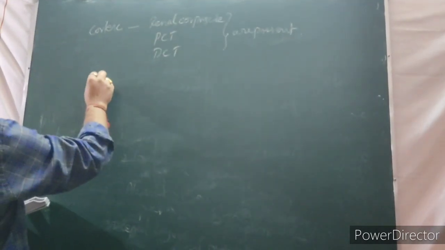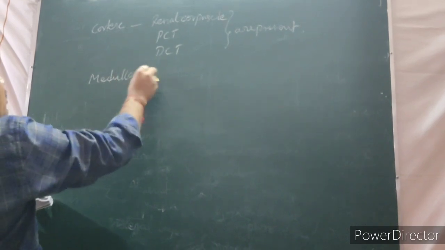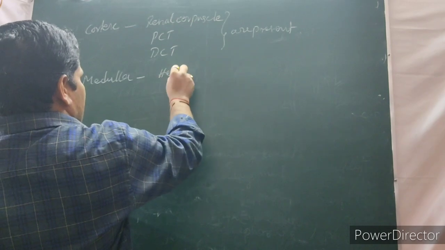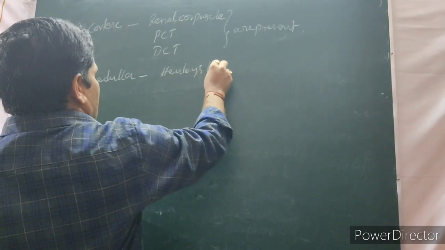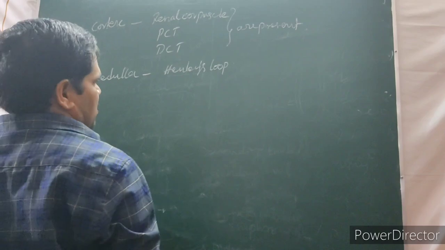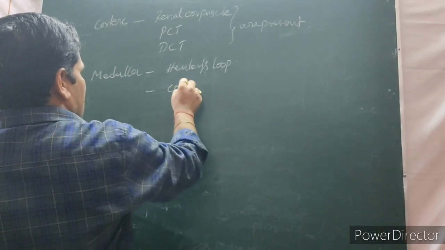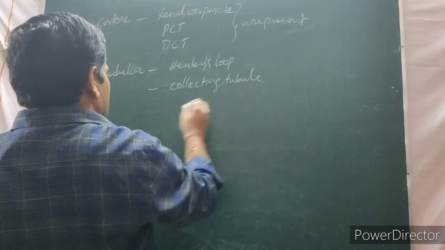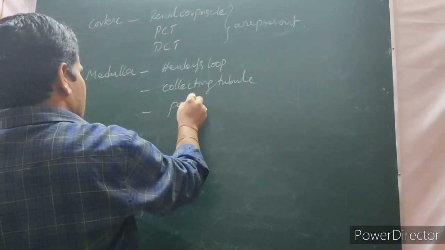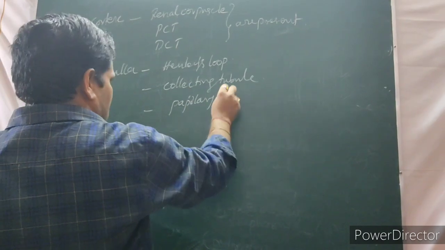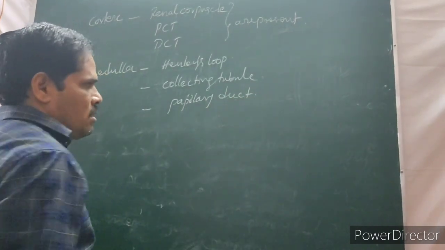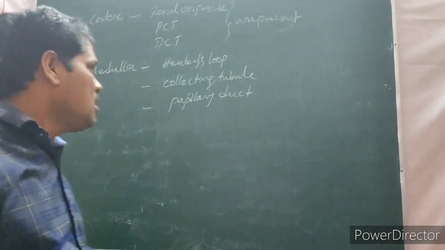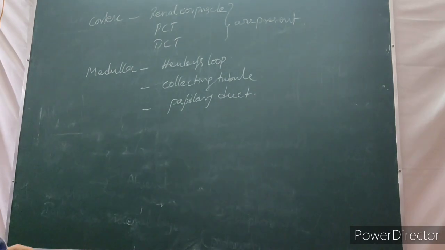Then in the medulla region, what parts of the nephron are present? Here, Henle's loop, then after that the collecting tubule and the papillary duct. These are the parts present in the medulla region of the kidney.